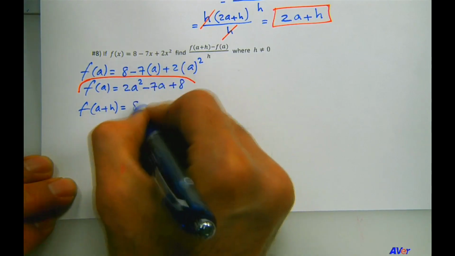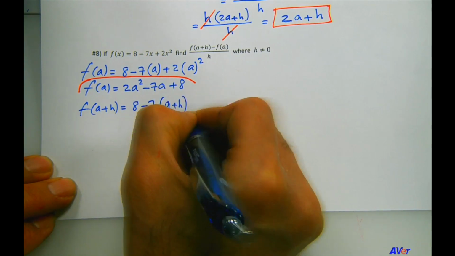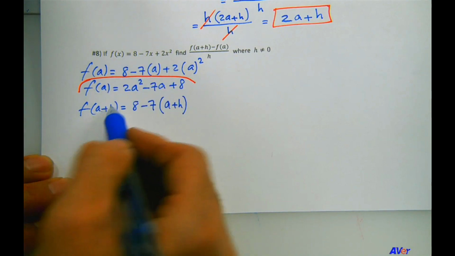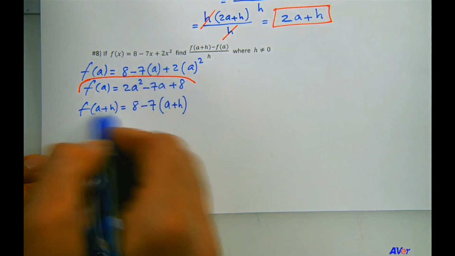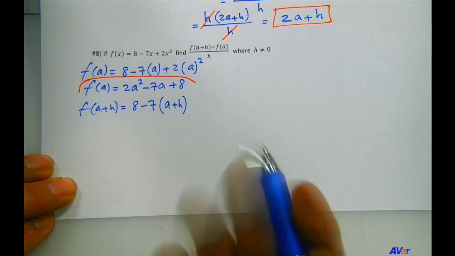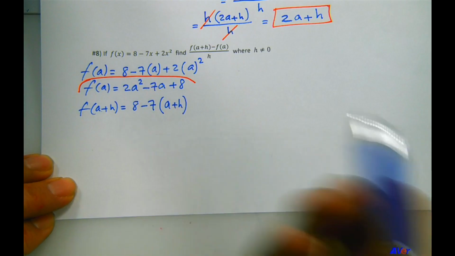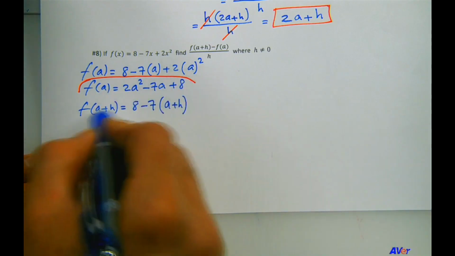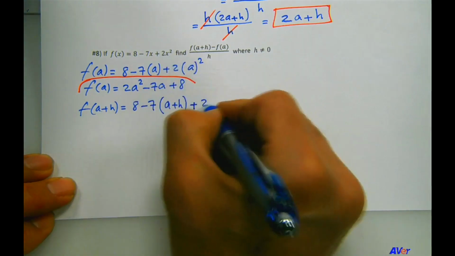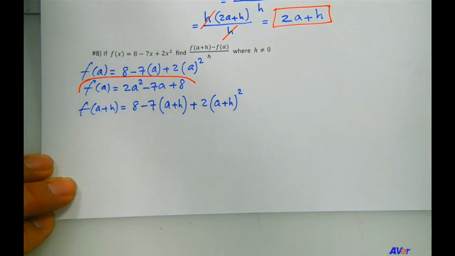So we have 8 minus 7 times a plus h. Right? Wherever I see x, I replace it with a plus h. Just like I said, replacing x with an expression like this is no different than when you calculate this expression at something like 5 or 2. It's the same thing, but instead of one number, you have this whole thing. So plus 2 times, instead of x squared, a plus h squared.